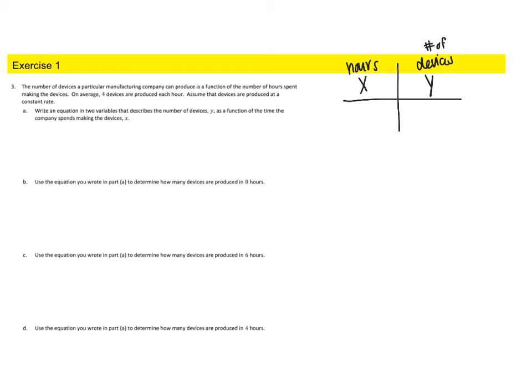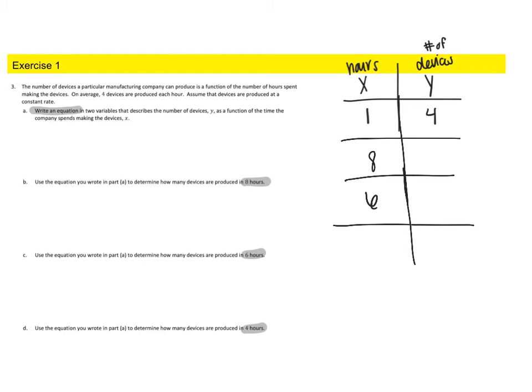On average, 4 devices are produced each hour. Okay, assume they're produced at a constant rate. The first thing I want you to do is write an equation, okay, by finding your m, your constant rate, and then I want you to find these answers. Tell me how many devices are produced in 8 hours, 6 hours, and 4 hours. Okay, go ahead and begin on this.